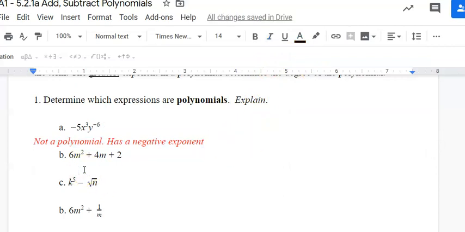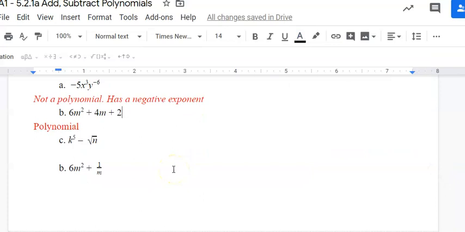Now the second one has 6m squared, so that's a number 6 multiplied by a variable m, an exponent of 2. Well, that's not negative, so it's okay. The next has a plus 4m. 4 is a number, that's called a coefficient, and m is a variable. I don't see any negative exponents. I think we're good, and then plus 2. So this is a polynomial. It happens to be a degree 2 polynomial, but we'll talk about that in the next set of exercises.